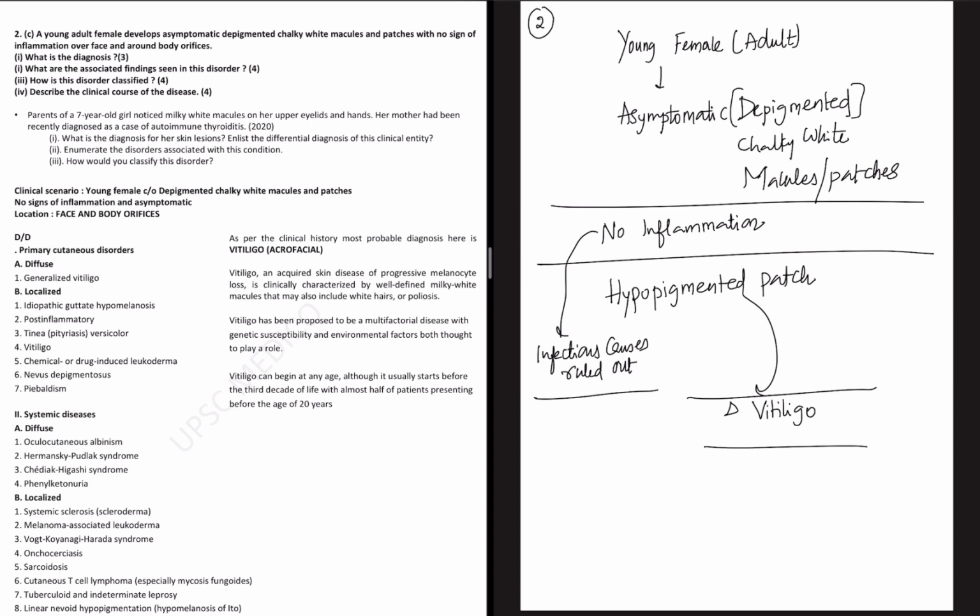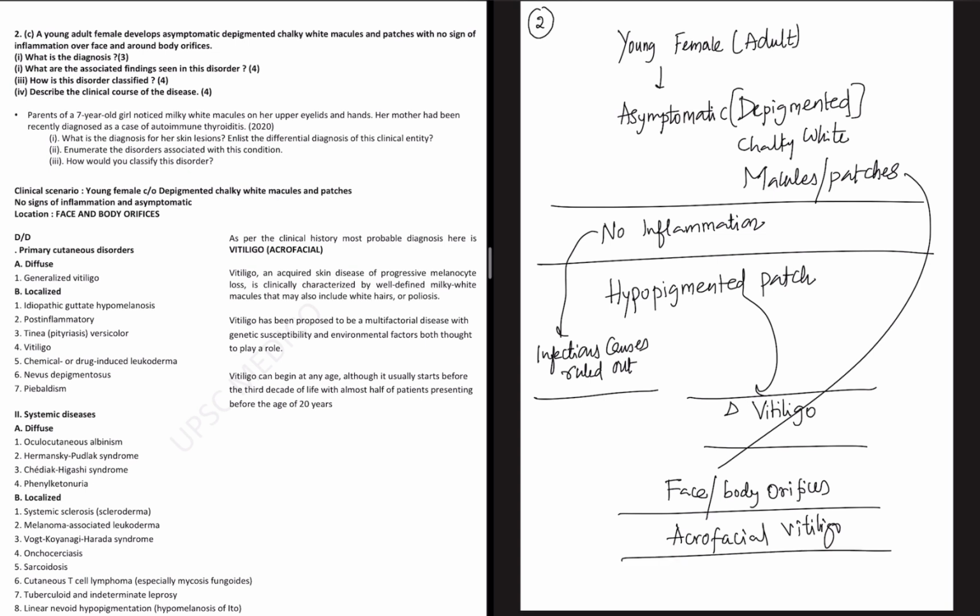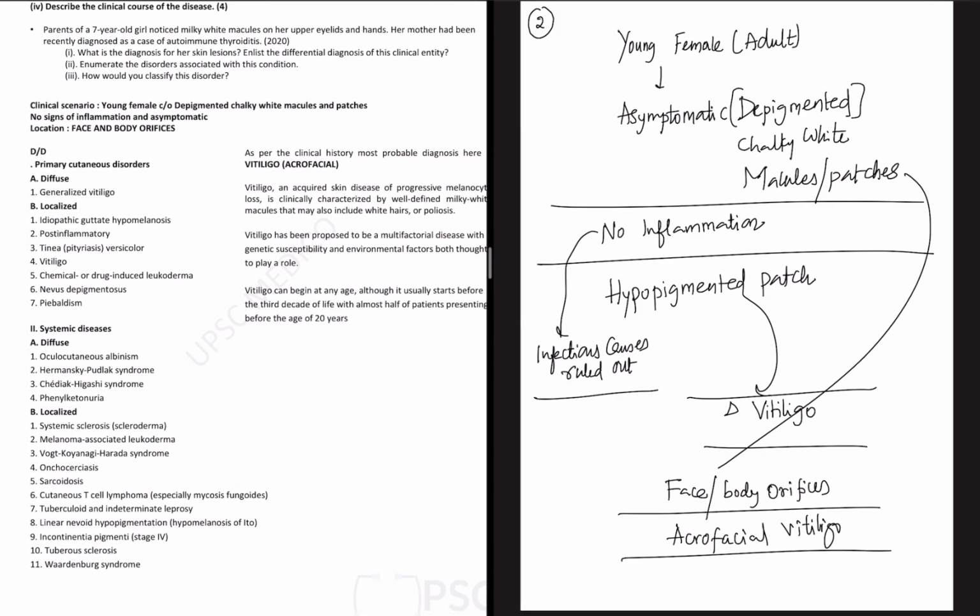Okay, the location of the lesion is around face and body orifices, so we can call it an acrofacial vitiligo. We'll come back to the clinical variants we have already discussed, but for now, from the clinical history, the most probable diagnosis is vitiligo, that is acrofacial, which is an acquired skin disease because of progressive melanocyte loss. The patient will have milky white macules. If you want to mention the DD also, you can mention. I have given it in a model answer. I don't want to discuss in detail, but what is more important is that there is vitiligo.